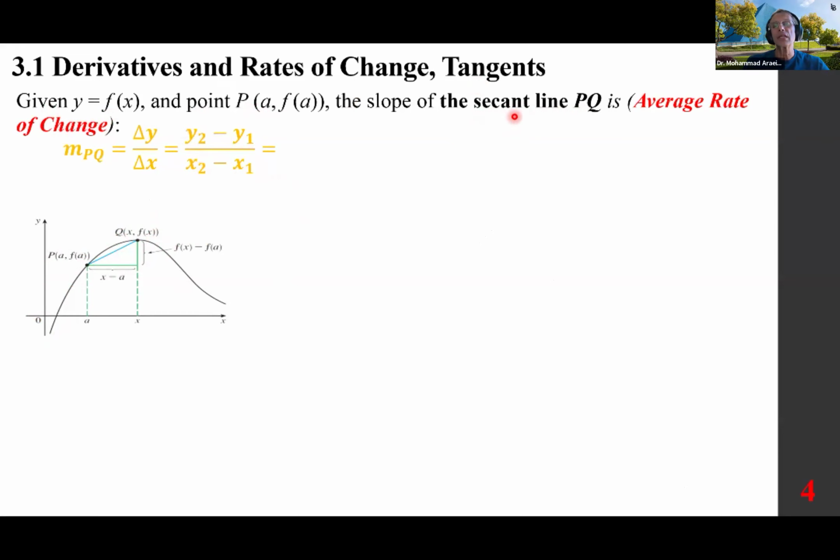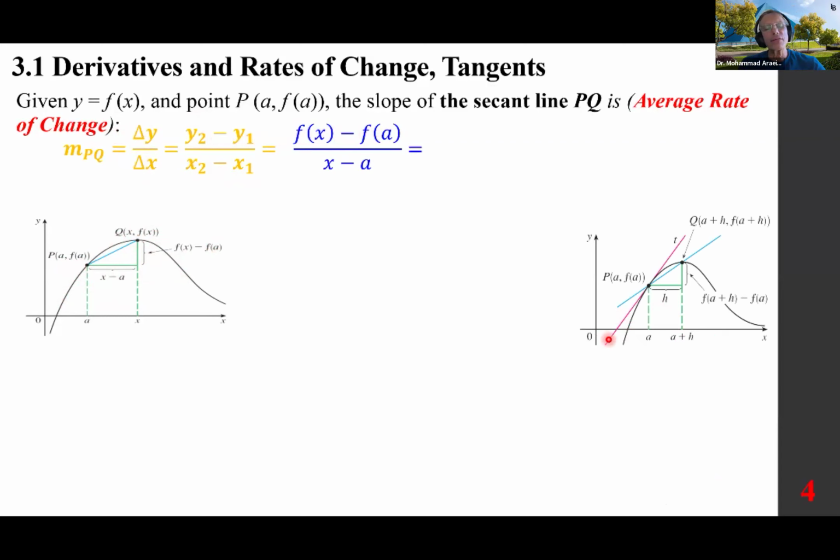So the slope of this secant line is called the average rate of change of y with respect to x. Everybody remembers rise over run, delta y over delta x, so y sub 2 minus y sub 1 over x sub 2 minus x sub 1. If we call this a, and therefore this is f of a, and this one is x and f of x, then y sub 2 minus y sub 1 becomes f of x minus f of a. X sub 2 minus x sub 1 becomes x minus a. And again, x minus a is the run, f of x minus f of a is the rise. Rise delta y over run delta x.